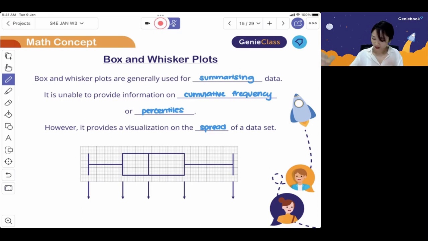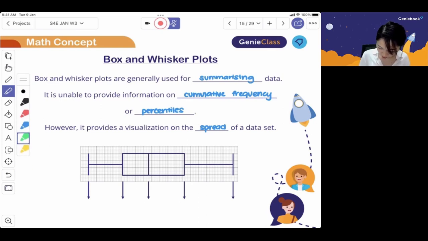So we have an example of a box and whisker plot here. Why is it called box and whisker? I'll just briefly go through first. Obviously we have our box. This part, in yellow, is called our box, and these two lines are called our whiskers. So, box and whisker plot.